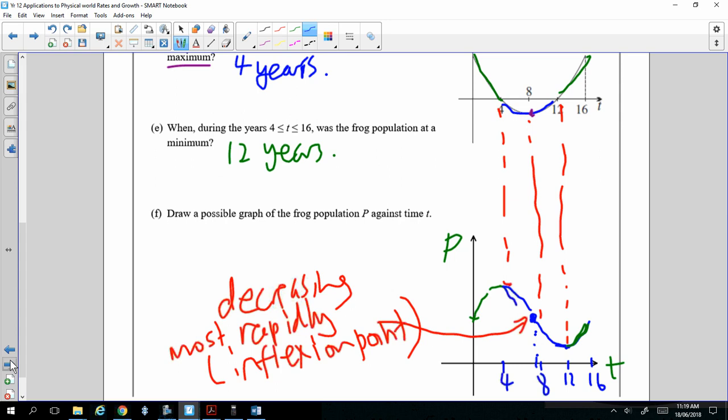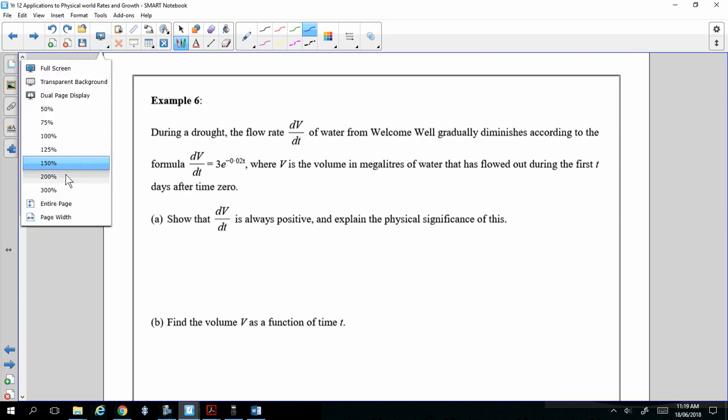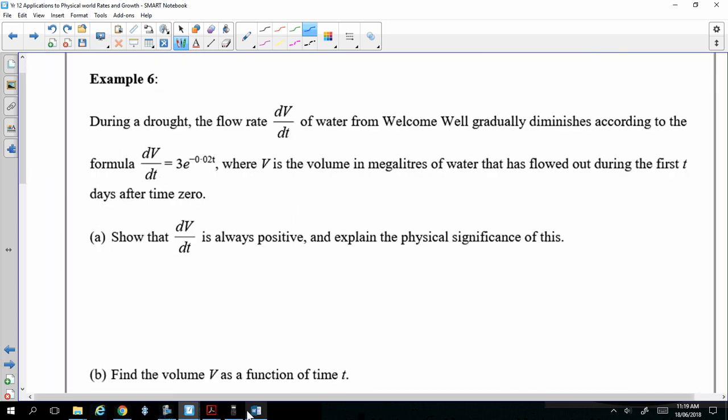Okay, in the next question, we're going to look at drought. The flow rate of water from a well gradually diminishes according to this formula. So given the rate, V is the volume of megaliter water that has flowed out. So be careful. You have to read the question: V is not the water in the tank, it's the water in megaliters that has flowed out. After t days. So t is in days after time 0. Okay, so we're going to look at the first question.